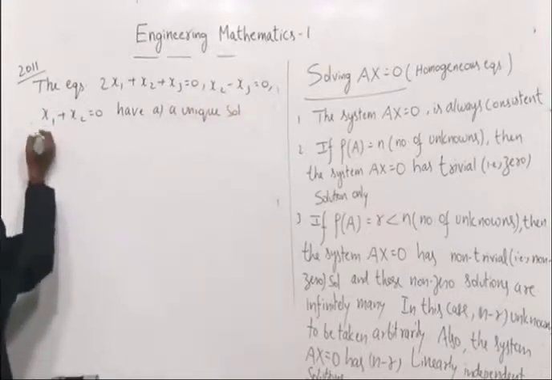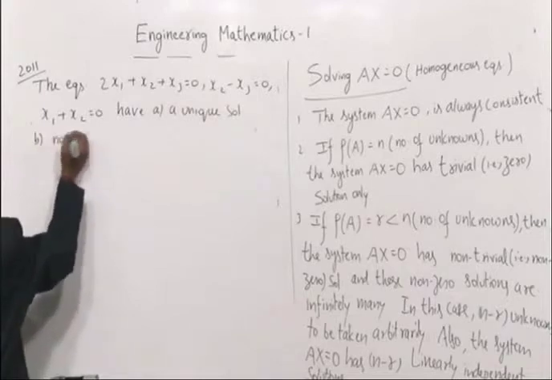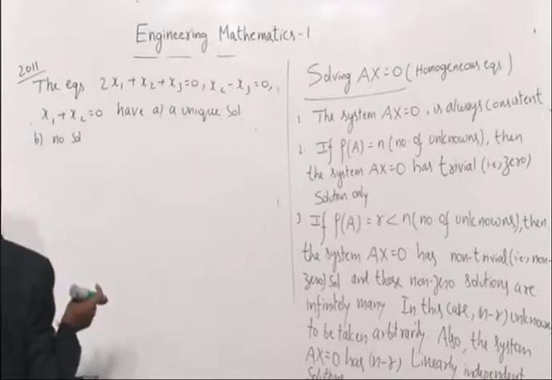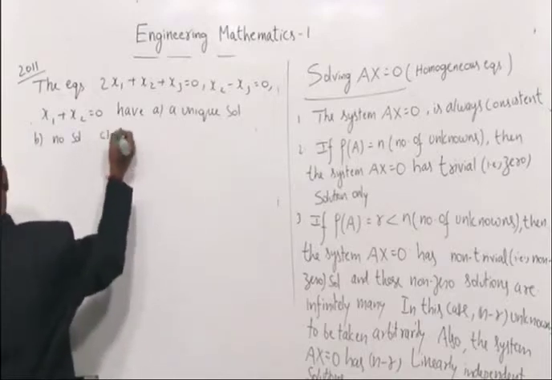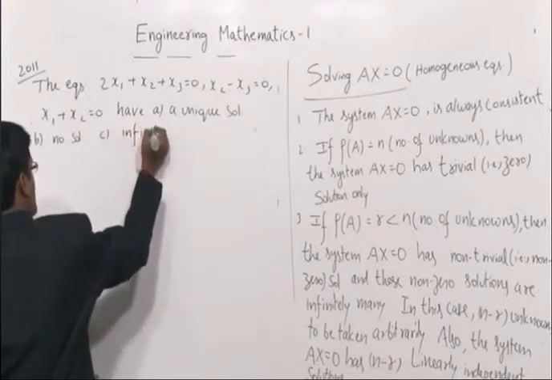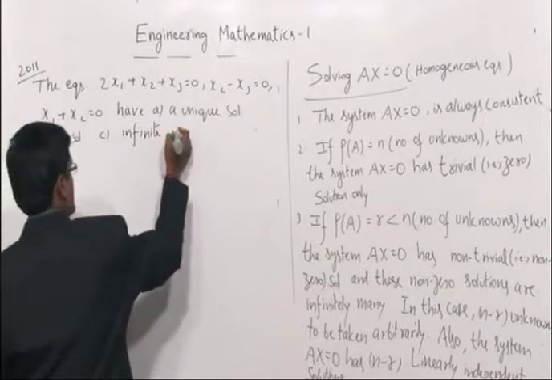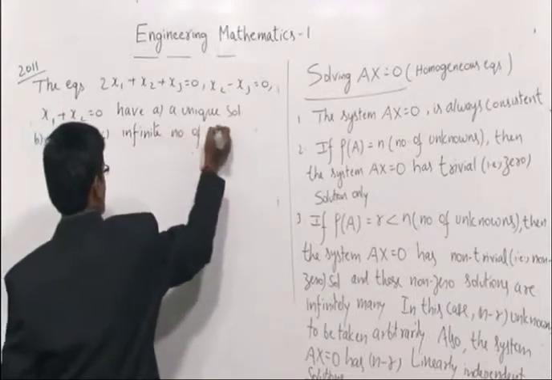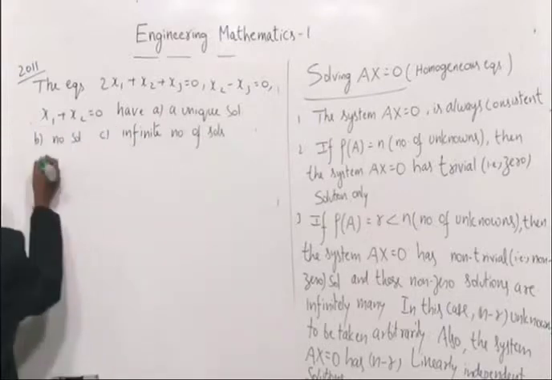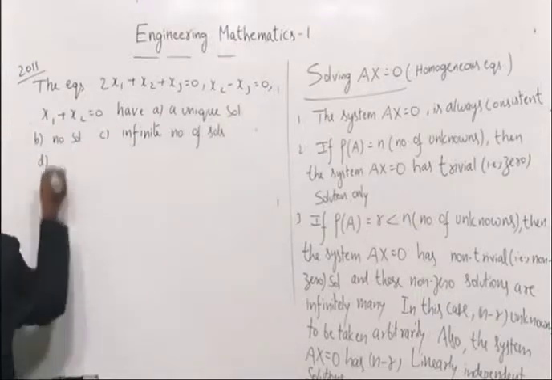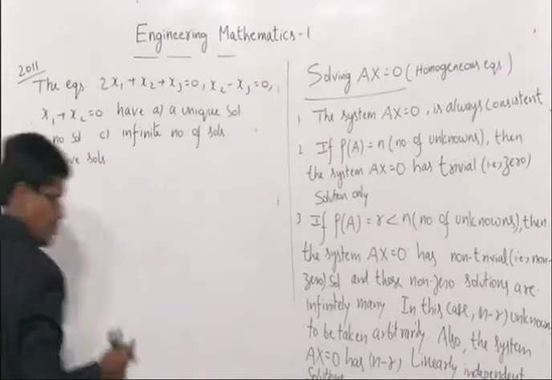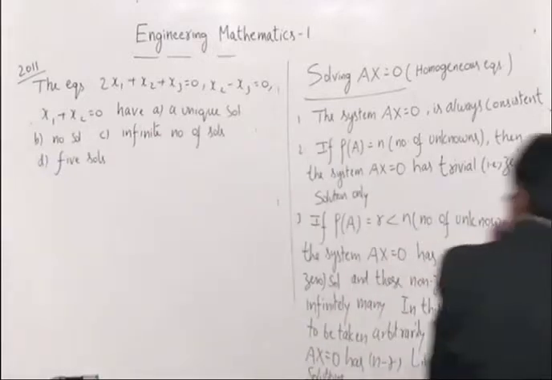SOL stands for solution. B, no solution. NO dot means number, and if I put NO only without dot, that is no. Option C, infinite number of solutions; short forms I am writing, SOLS dot means solutions, NO dot means number. D, 5 solutions. So automatically option D is wrong.